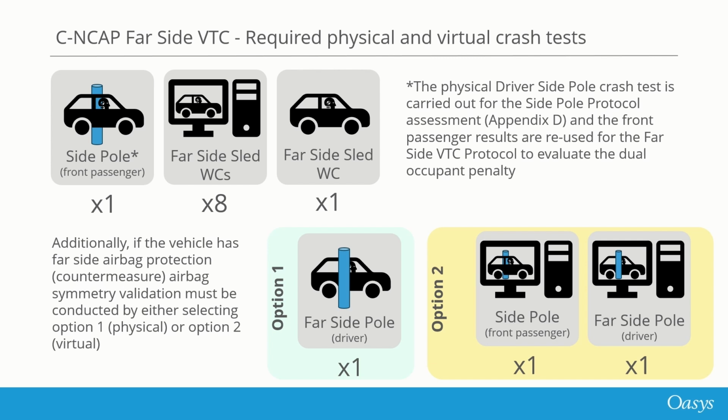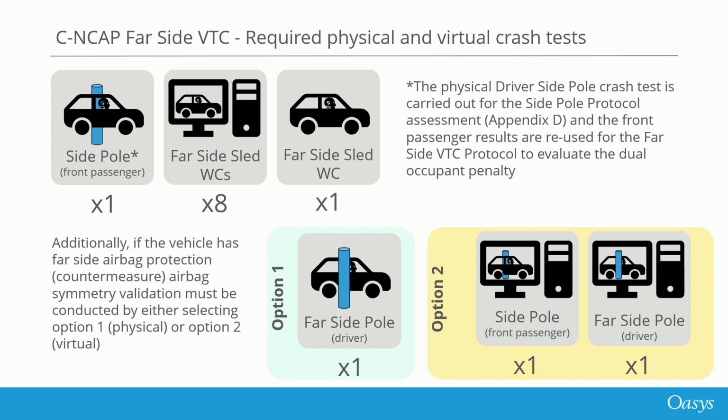We'll cover them in the next slide. And then one of those will be randomly selected by C-NCAP to be conducted as a physical test, which will be used to perform correlation. Then, depending on whether your vehicle has airbag protection or not, you'll need to conduct an airbag symmetry validation. And there are 2 options for this. Either a fully physical test, option 1, where you conduct a physical far side pole. That's essentially a reflected test of the physical side pole, where the driver is assessed this time instead of the front passenger.